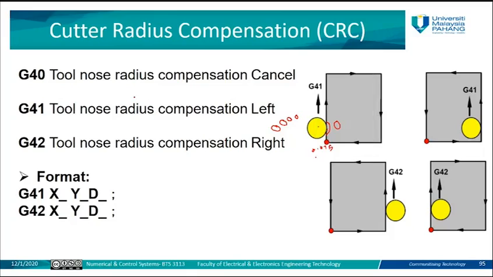So here there are three codes: G40, G41, G42. G40 is used to cancel any of the compensation, when you want to ignore the radius compensation. This radius compensation is already defined in the standard of the machines, for example inside the offset of the machine, the manual setting for the machines, so you already consider it. But if you want to cancel it, you just cancel it by using G40.